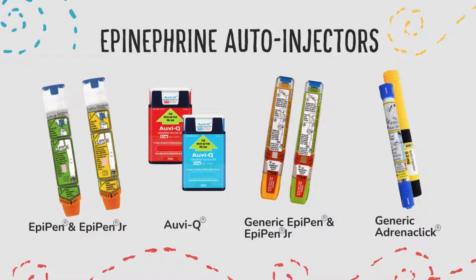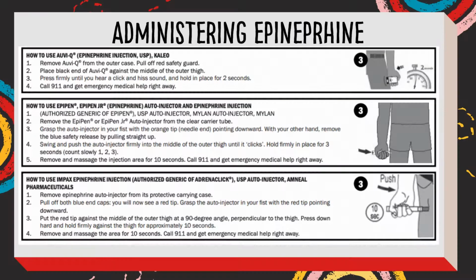It comes in a variety of different autoinjectors, including EpiPen and EpiPen Jr., AUVQ, generic EpiPen, and generic Adrenaclick. The allergy action plan should have instructions for administering these autoinjectors, but it is important to be ready and prepared to act quickly should an allergic reaction requiring epinephrine occur.